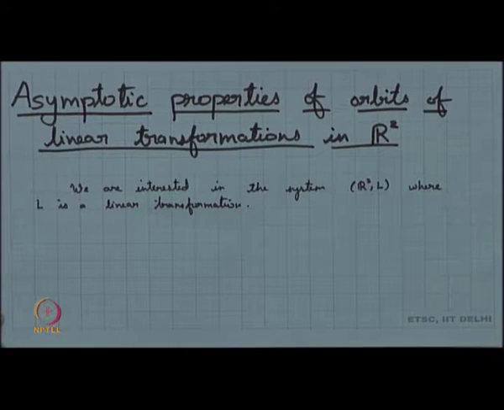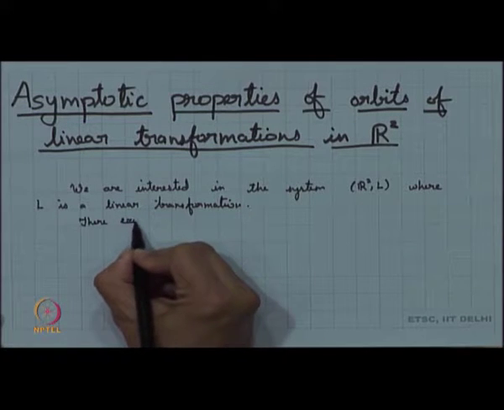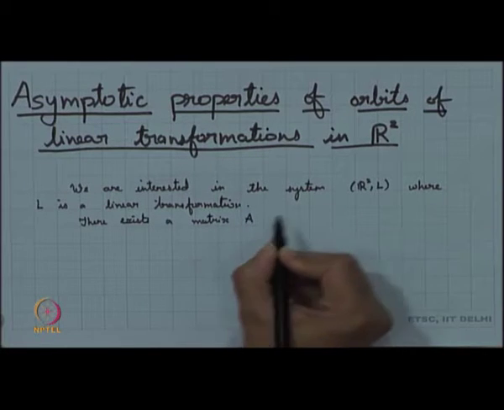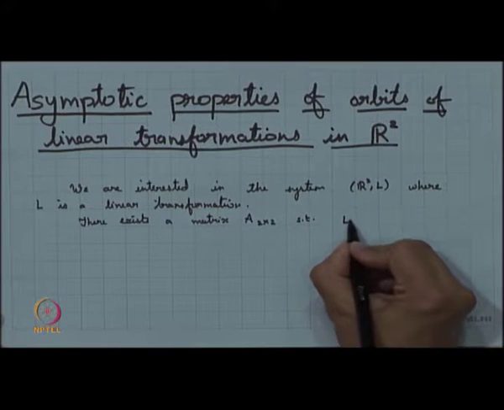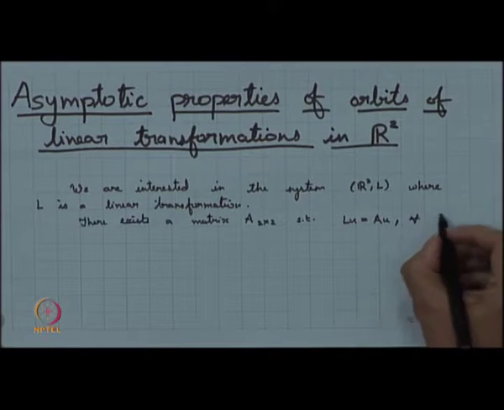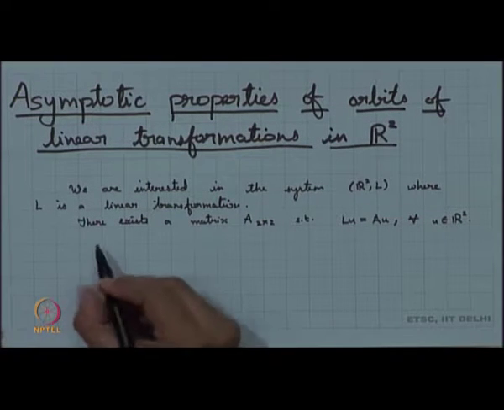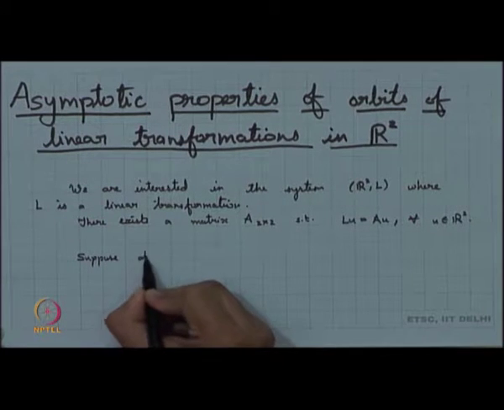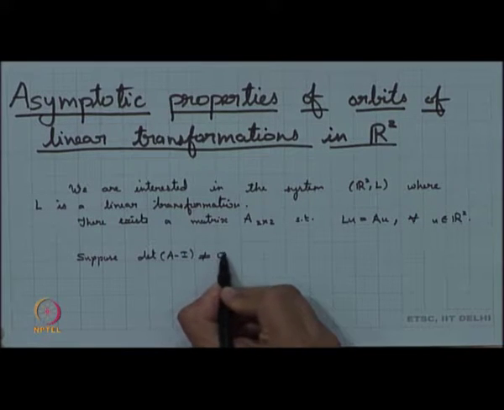Now, since L is a linear transformation, there exists a matrix A, which is basically a 2 cross 2 matrix, such that L of u is basically A u, and this is true for every u in R square. Let us look into the condition. So, we suppose that determinant of A minus I, the identity matrix, is not equal to 0.